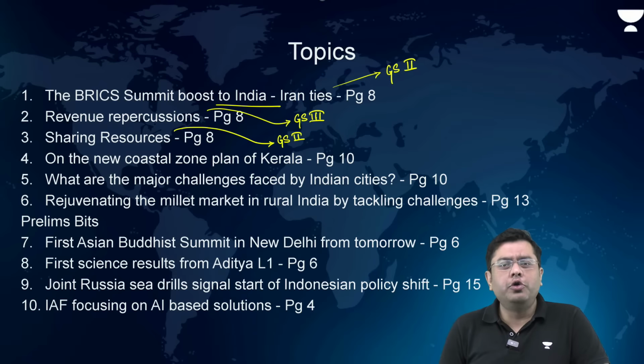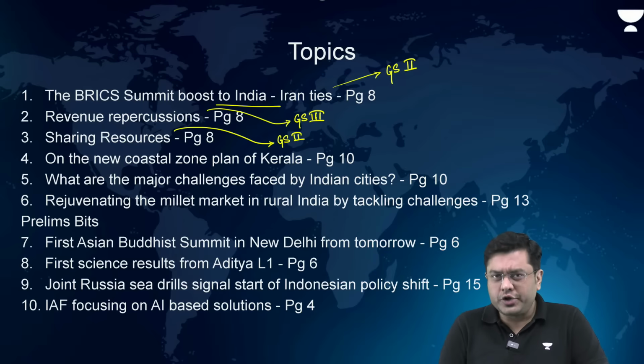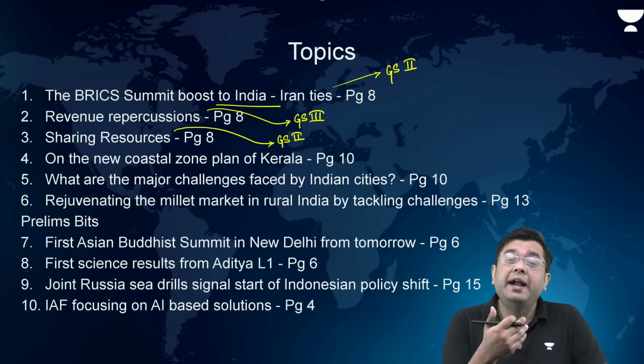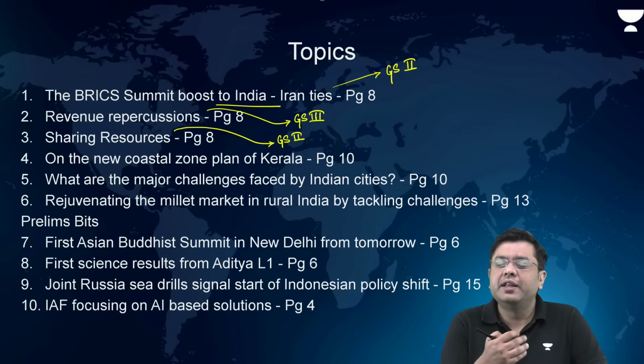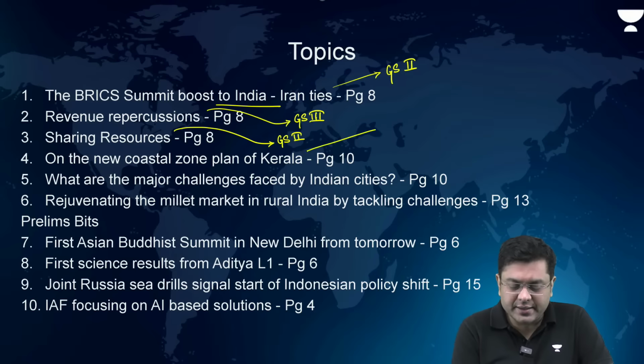On the new coastal zone plan of Kerala. The coastal zone management plan for the region of Kerala has received a nod of approval from the Union Ministry. So what is the coastal regulation zone and the CRZ norms associated, and what are the implications that Kerala can expect out of it? The positives, the negatives associated. Very favorable area for UPSC, so relevant for your GS paper 3.